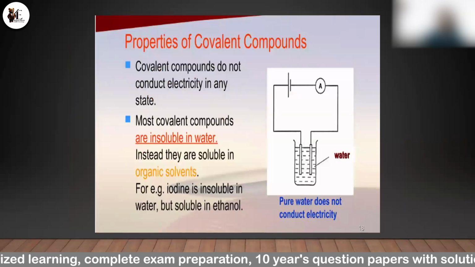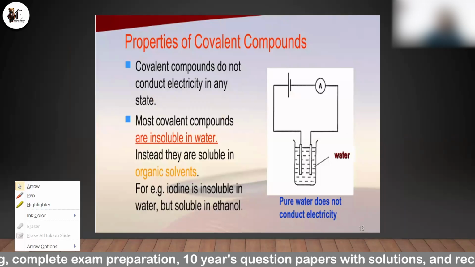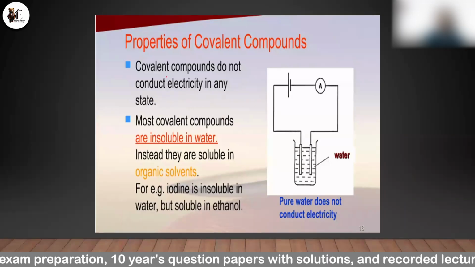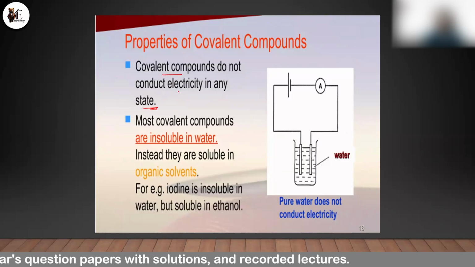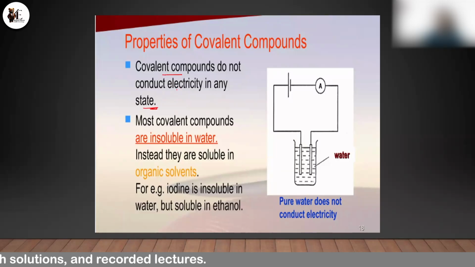The second property is that covalent compounds do not conduct electricity in any state. But we have read that ionic compounds conduct electricity in the molten state or in the aqueous state. So this is another difference.